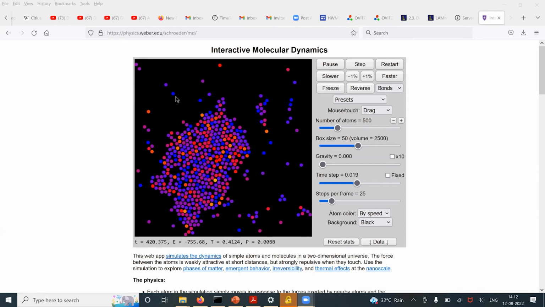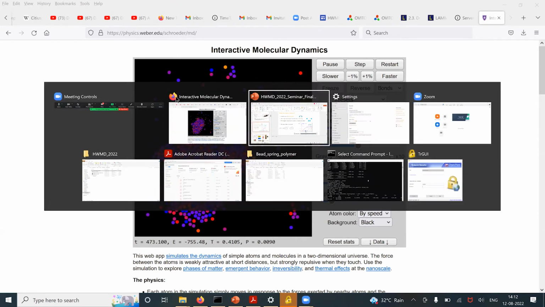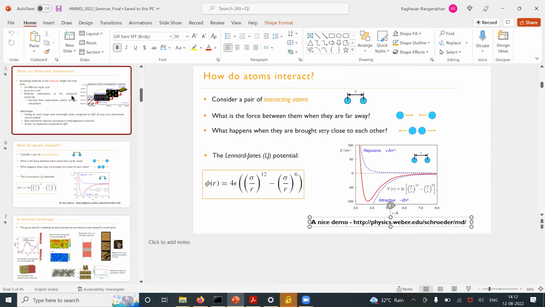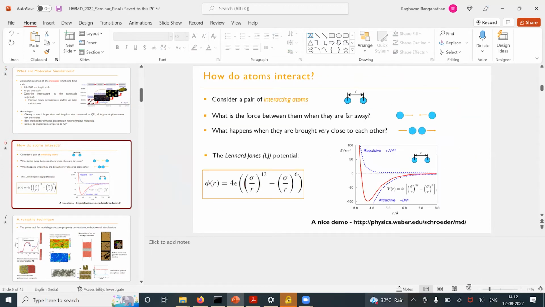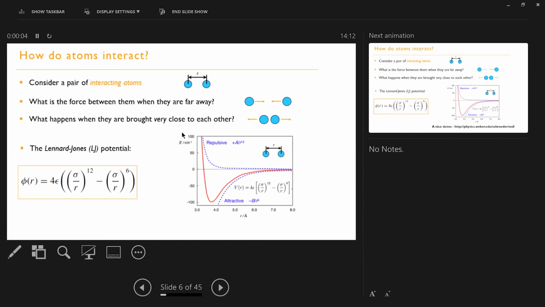Okay, I'll quickly recap whatever I covered in the last few seconds. When we are talking about molecular simulation, we make use of empirical potentials. The simplest example is the Lennard-Jones potential. This is a potential for a pair of interacting atoms. Typically, these are called non-bonded terms because there is no covalent bond between these two atoms.